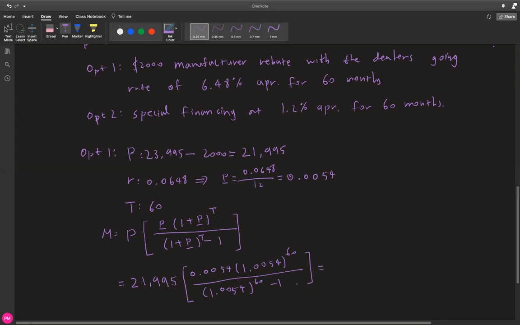By now, I'm sure you know how to use the calculator properly. If you do, this would output $430.15. So this means that if you decide to go with the manufacturer's rebate, you will be paying $430.15 every month for 60 months to pay off everything.